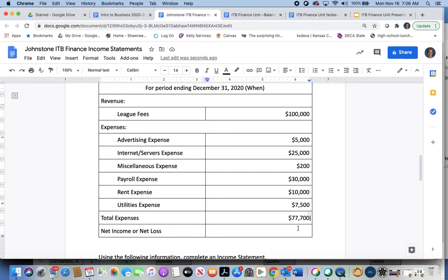77,700. So now to find out whether we have a net income or a net loss, we're going to take our revenue and we're going to subtract our expenses. So 100,000 minus 77,700, and I get a net income, and I'm going to bold that. We're going to get a net income, I'm going to bold that, of 22,300. But I'm going to do my math one more time.